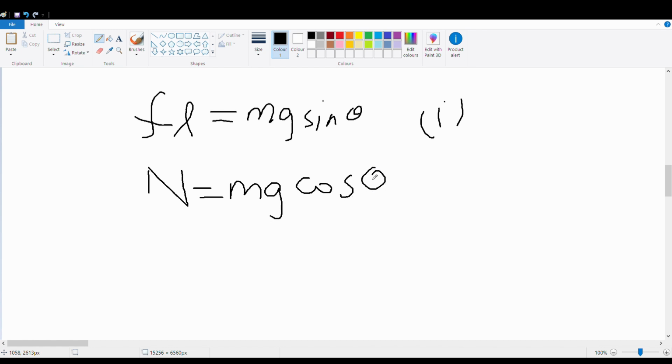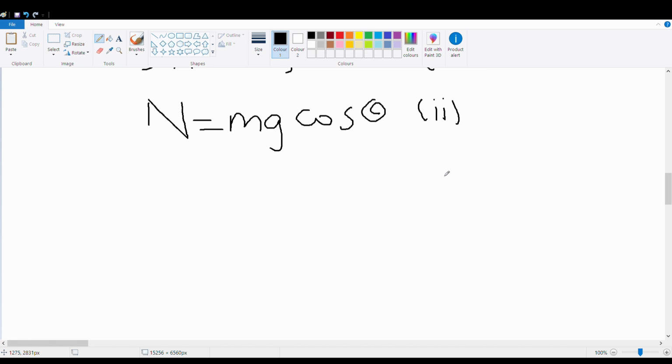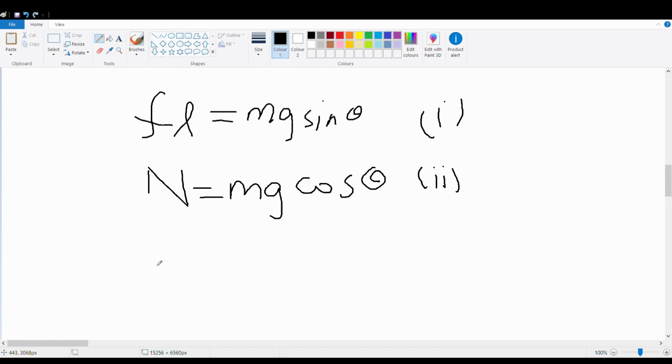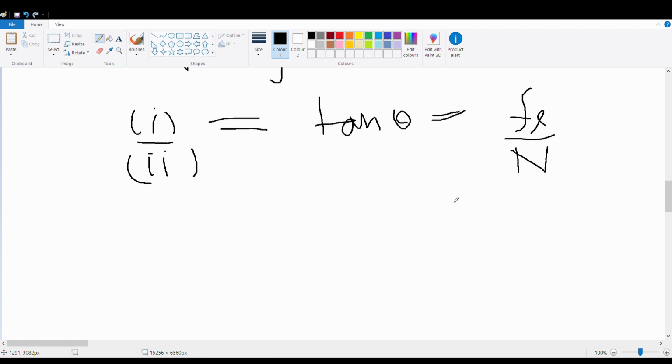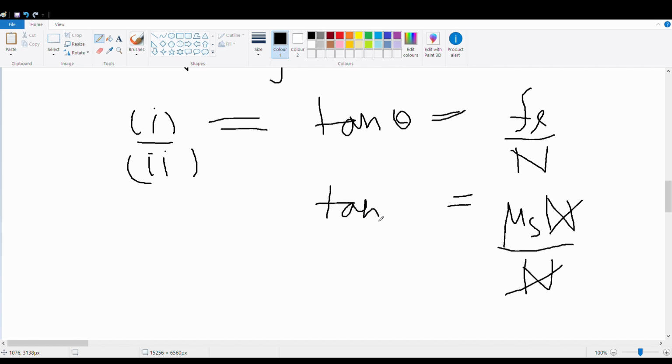Alright, so now we can divide first equation by second equation, so we can write this as 1 divided by 2, right, is equal to tan theta, and this is equal to FL by N. Now what is FL? FL is nothing but mu s into N. That's right. So mu s is equal to tan theta.